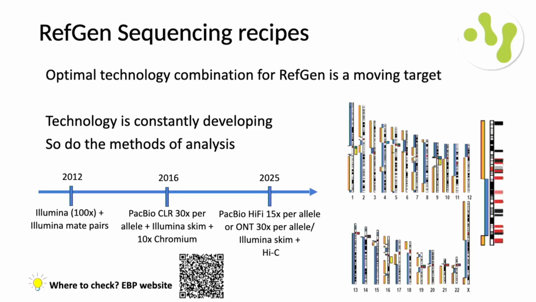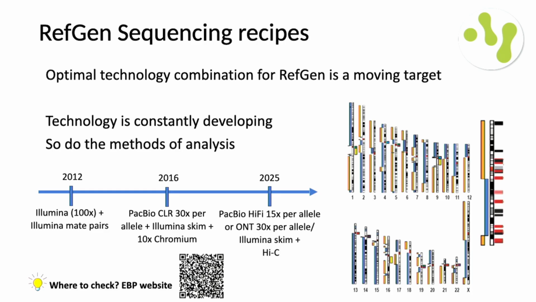And now the recipe is not 30x per allele anymore, it's only 15x per allele. In some cases, you don't need that much. In some cases, when you work with polyploids, you might need more. But anyhow, 15x per allele. Oxford Nanopore's current recommendation is 30x per allele, and you might need the Illumina skim. Different organisms act a little bit differently, but currently in the BGE, our solution is 30x per allele with current Nanopore chemistry, and also add low coverage Illumina skim.